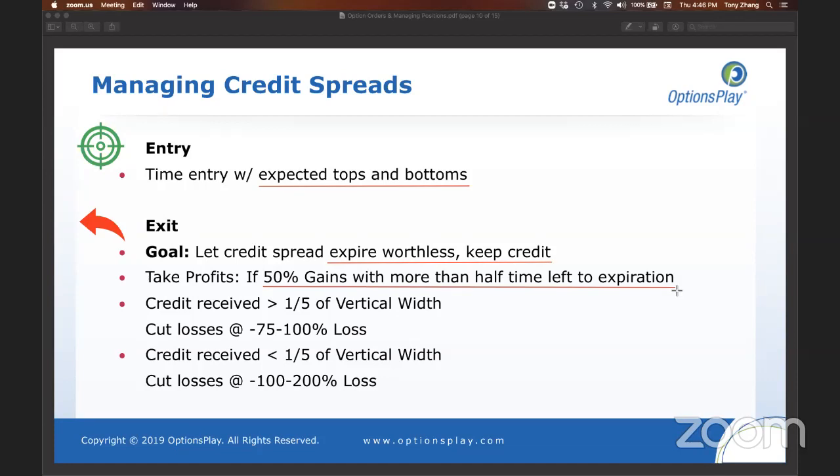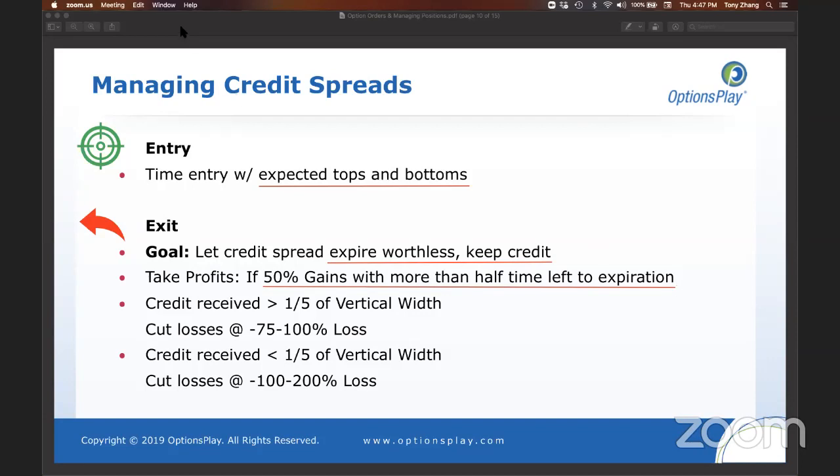On the flip side, if the trade is moving against you, this really depends on the amount of credit that you receive. So there are lots of different credit spreads that you can trade, unfortunately. The credit spreads that we usually teach is that the credit that you receive is at least roughly a third of the width of the spread. But some people like to trade those really high probability trades.